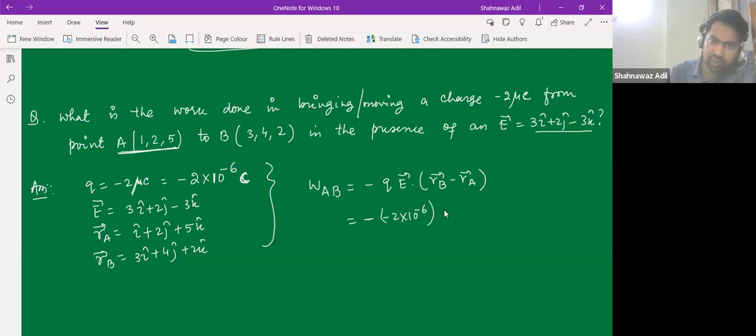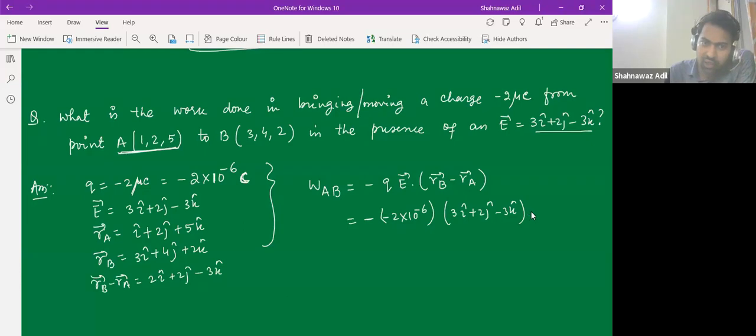E is 3i plus 2j minus 3k. Let us calculate RB minus RA. So RB minus RA would be 2i plus j minus 3k. So RB minus RA dot E, which is 3i plus 2j minus 3k. Minus minus is positive, so 2 into 10 to the power minus 6.